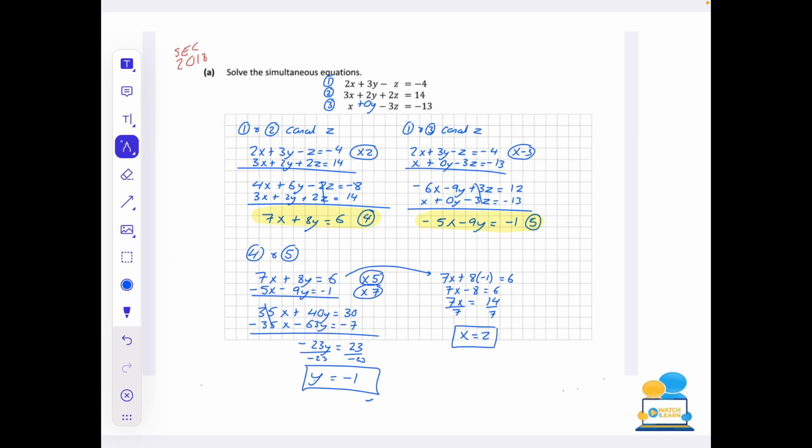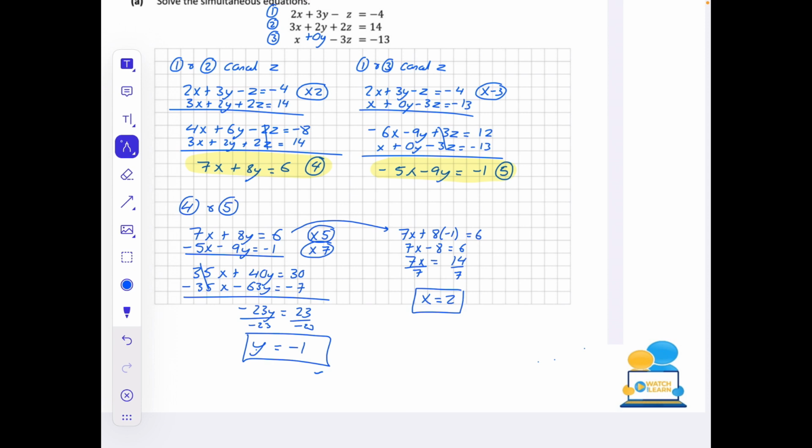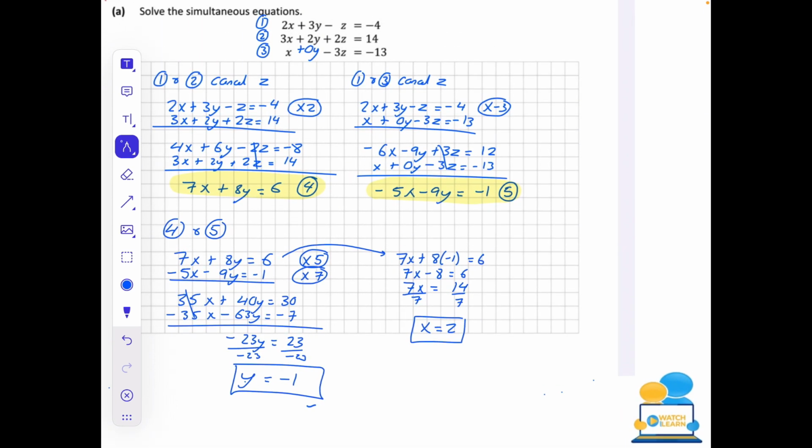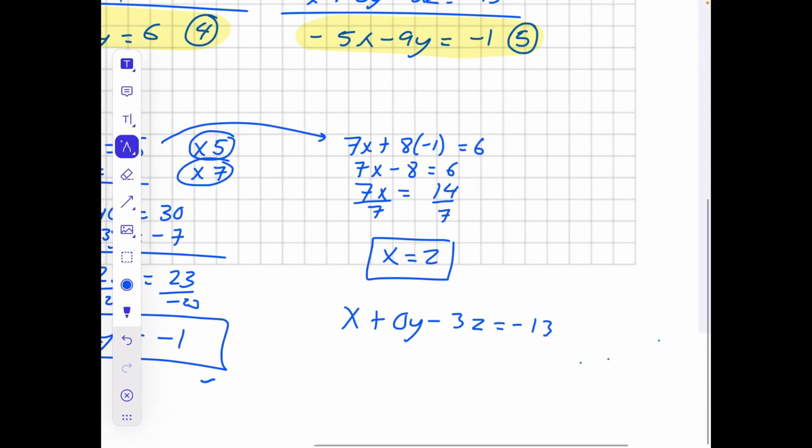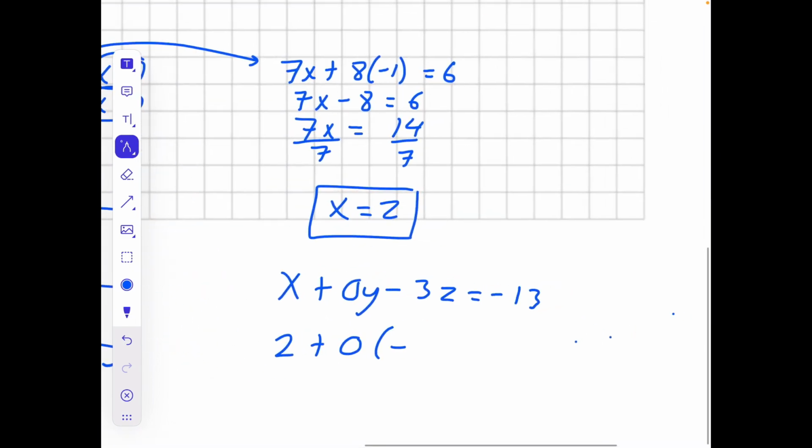And then finally, we need to pick one of the original equations. I'm actually going to go with equation 3 here to solve for z. It doesn't matter, pick 1, 2 or 3. I think in the last two examples we picked 1, but just to show you can pick any, I'm going to sub it into 3. So we have x plus 0y minus 3z is equal to minus 13. We know x is 2. We know y is minus 1.